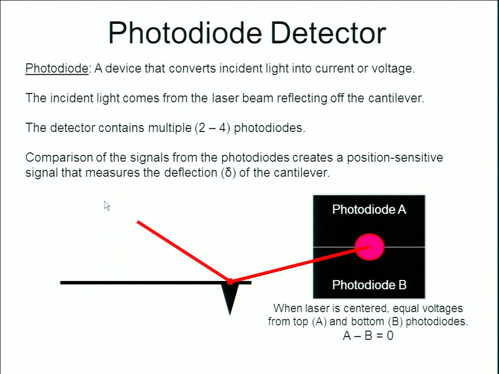As far as the detector itself, it's going to be a photodiode. It will convert incident light into current or voltage, and the incident light that we're interested in here is that of the laser beam, which is reflected off the cantilever. The detector will typically contain 2 to 4 photodiodes, as we mentioned previously. It's the comparison of signals from the 2 or 4 photodiodes which creates a position-sensitive signal and allows us to measure deflection of the cantilever. When you're first setting up the tool, the way you can tell if your laser spot is centered is if the signal of A minus B equals 0.